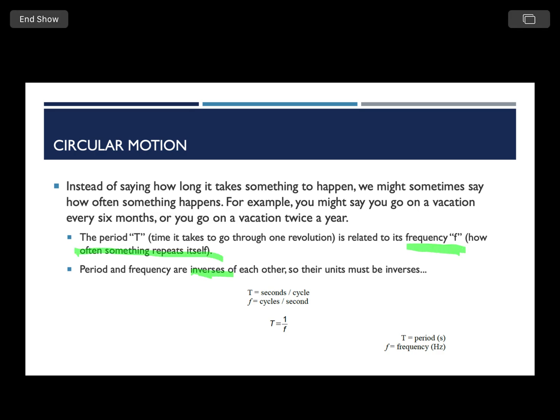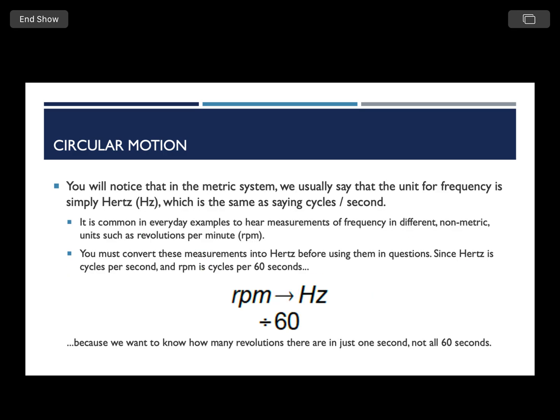And they are inverses of each other. And so we find it, if you remember from Physical Science 20, with this formula. T is equal to 1 over F, where T is the period and F is the frequency. So they're inverses or reciprocals of each other. Now, usually, if you remember from last year, our unit for frequency is simply the hertz, but that is the same as saying cycles per second.